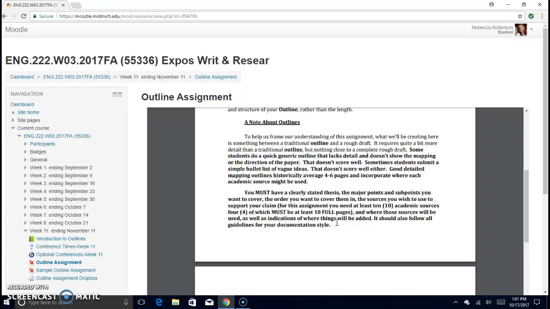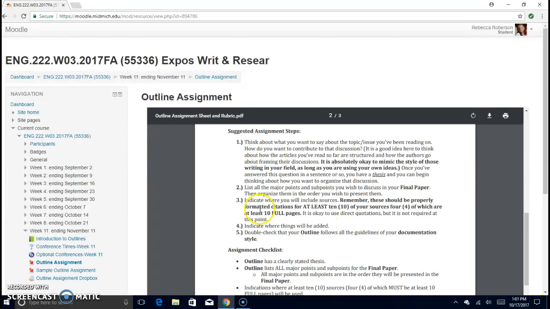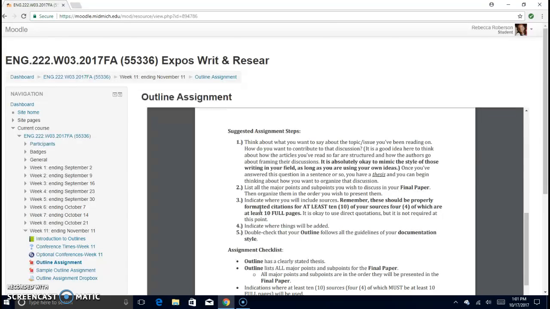And last but not least, your outline must follow all the guidelines for your documentation style. So it's really important that you are using your documentation style manual, because remember, as we talked about during our very first assignment, our documentation style research assignment, each documentation style has some different guidelines, different outcomes, okay? So we want to make sure that we're following the specific one that we've chosen.